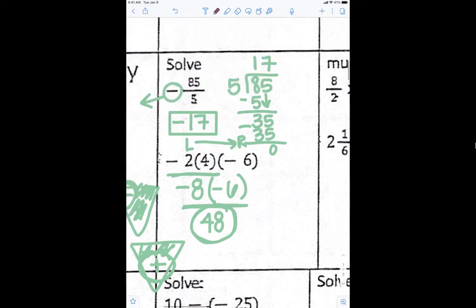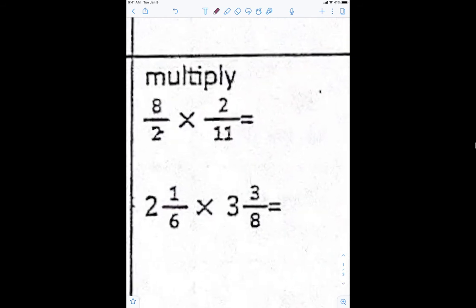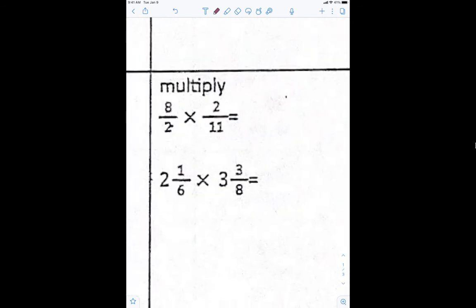Let's look at the next box. Okay, we're going to be multiplying. So remember with fractions, they're so much easier than decimals to multiply because we can just multiply straight across. Tops multiply by tops and bottoms multiply by bottoms. So I've got 8 times 2 is 16. 2 times 11 is 22.